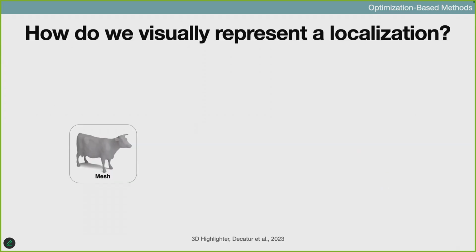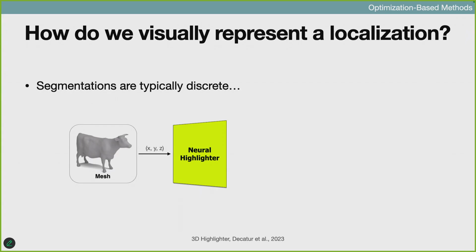So how do we do this with localizations? Again, the other thing we just talked about is we need this to be continuous, right? Segmentations are typically discrete, so we need some way to represent the segmentation continuously. That's not very hard. The first thing we do is learn a network that takes in points on the surface, and it outputs a continuous probability of that point belonging to the segmentation we care about. So we have this P and this 1 minus P.